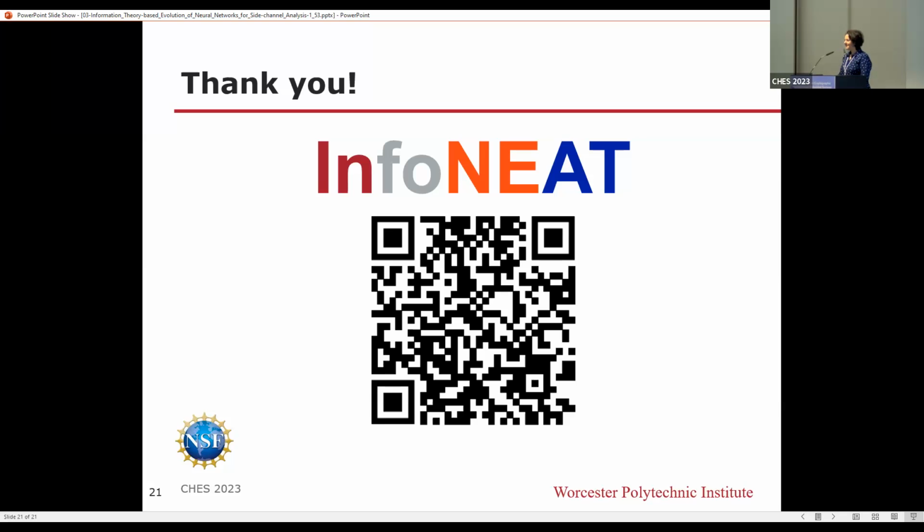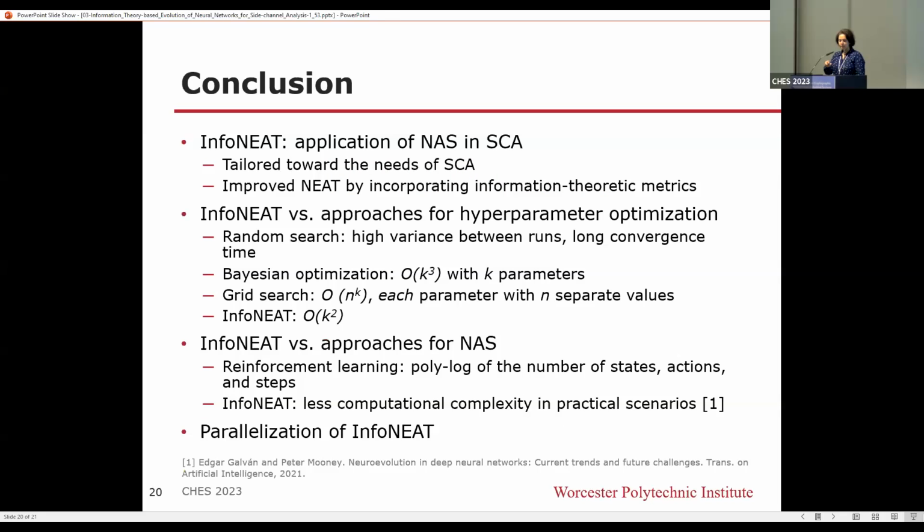Thanks for the talk. On your last slide, you enumerate the advantages of InfoNet compared to other approaches. Is this specific to the application of side-channel analysis, or is it rather general to any machine learning problem? And if so, why don't we always use this generic approach?